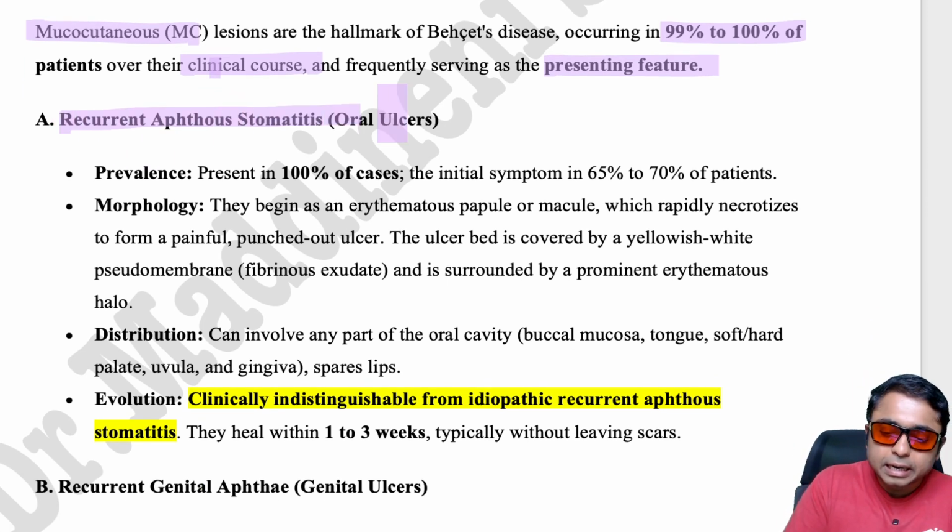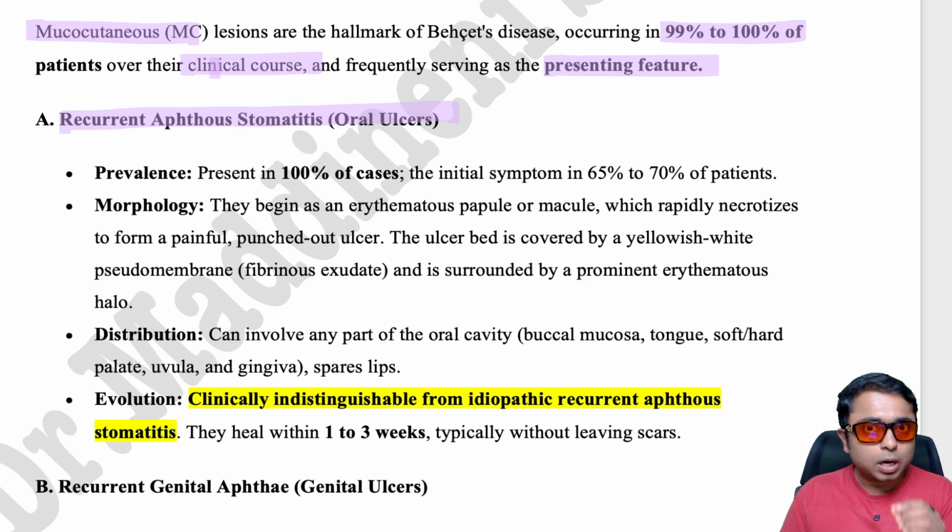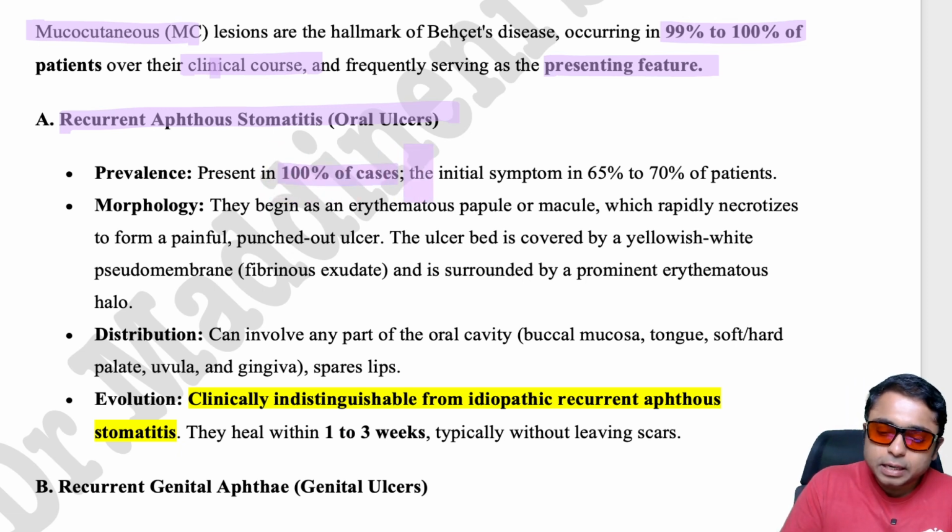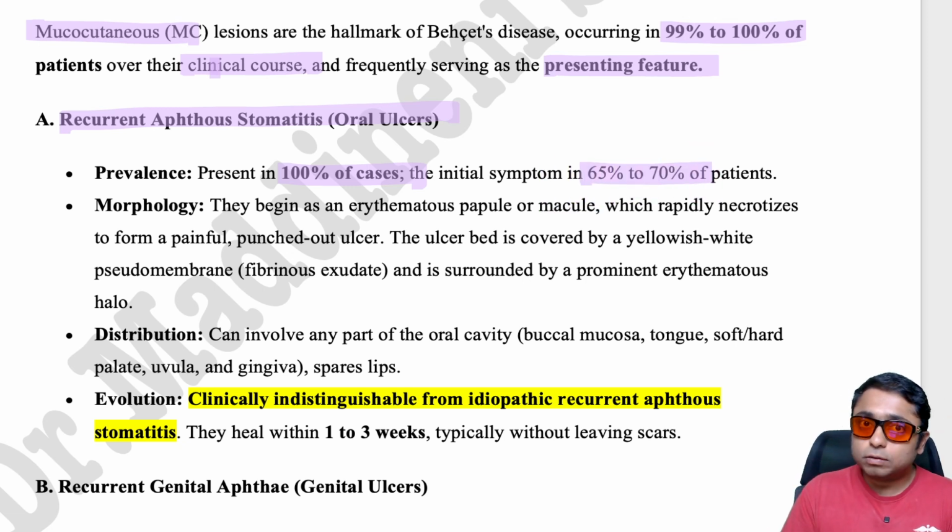That is the recurrent aphthous ulcers, oral ulcers. It is going to be seen in 100% of the cases, and it is the initial symptom in almost 65 to 70% of the patients. Coming to the morphology, you can remember the morphology of the oral ulcers is going to be almost the same as aphthous ulcers.